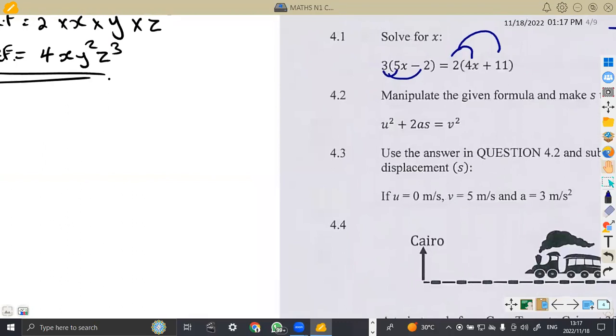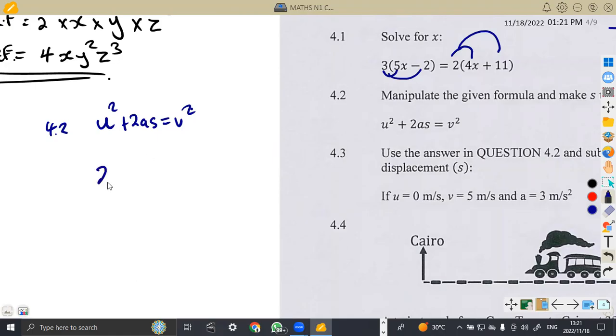All right, so we're given the equation. That's 4.2: u squared plus 2as is equal to v squared. So that was the equation that we are supposed to work from. Here we can simply transpose, as we can see, the u squared has nothing to do with s. We can simply transpose it to the right-hand side. That means we are going to have 2as, which is equal to v squared minus u squared.